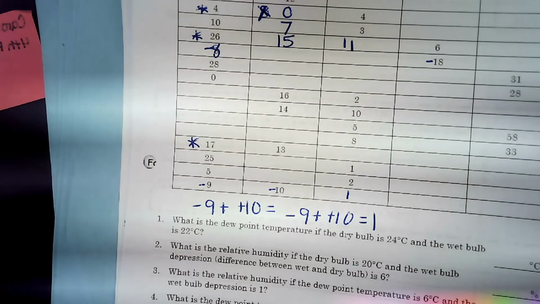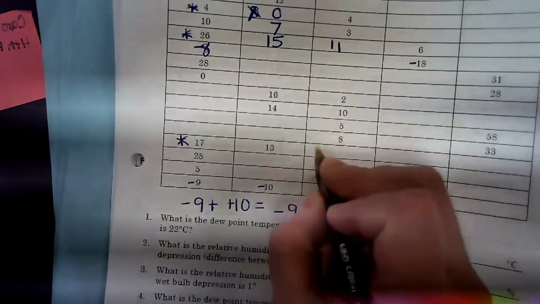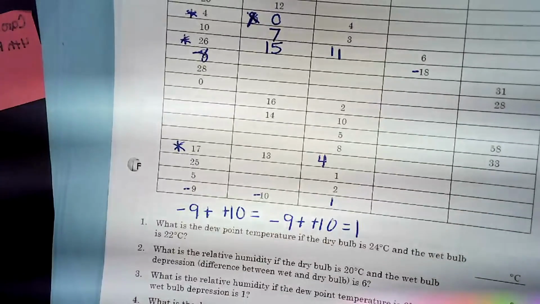So we're almost at the bottom. See it? Seems pretty easy. Dry bulb of 17, wet bulb of 13. What's the difference? 4. So go find the answer. What's the dew point? What's the relative humidity?